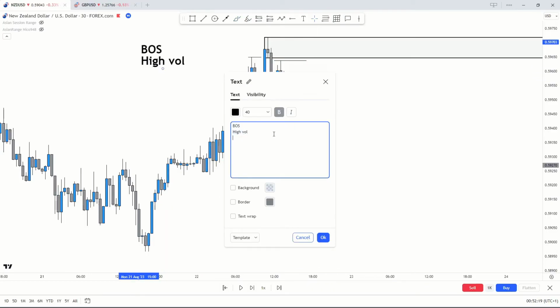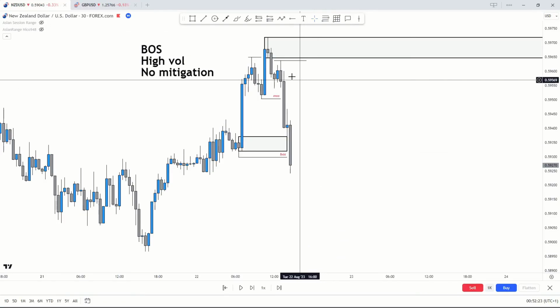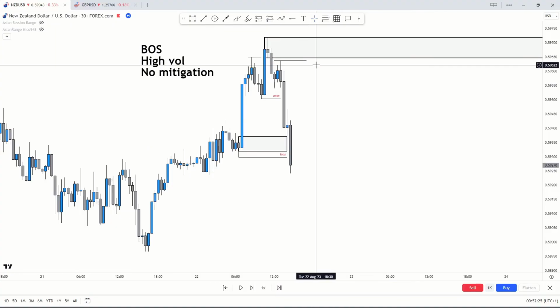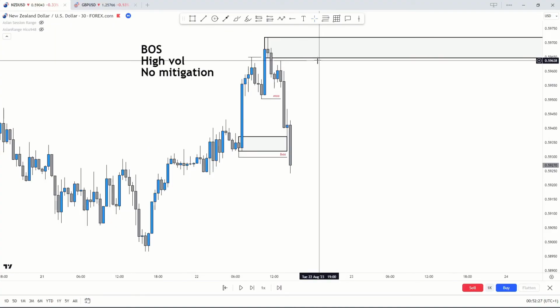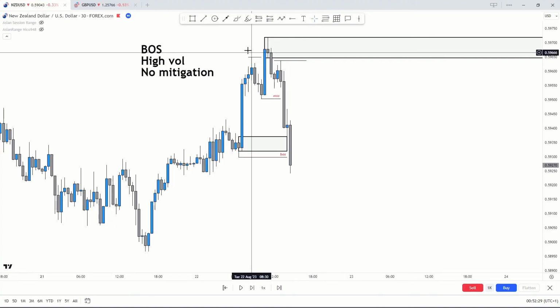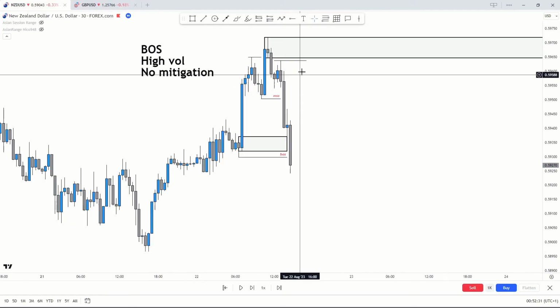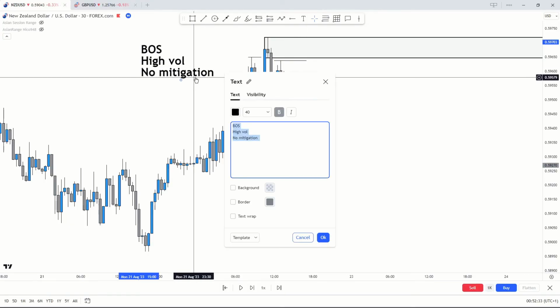Third rule is no mitigation, right? And what do we have here? We have no mitigation. Price comes close with a wick, but no wicks back into the zone after it was created, right? And so again, that's step 3 followed.